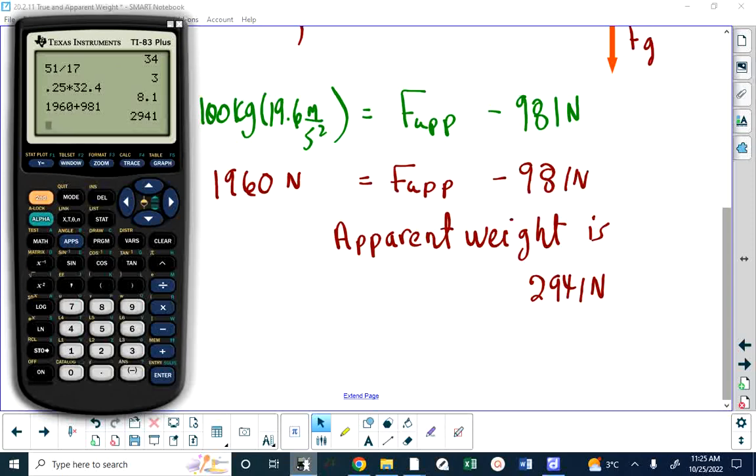And although not part of the question, we can certainly compare that to the true weight. Remember, when you compare, you divide. So if I compare this to the true weight of 981, I can divide by 981, and I get about 3. This astronaut will be experiencing 3 Gs. They will feel 3 times heavier, which is why they probably shouldn't be standing. That's why astronauts are seated when the rocket accelerates upwards.